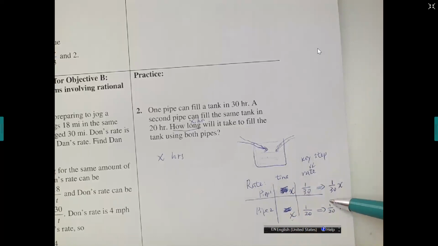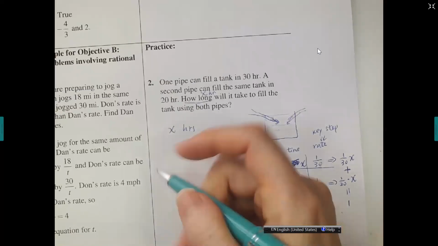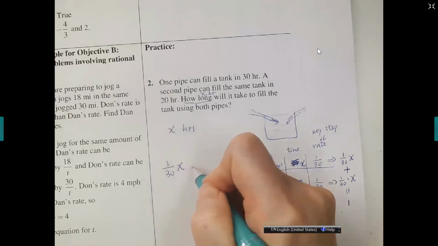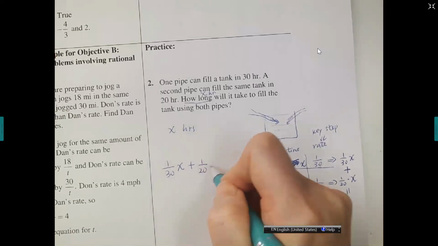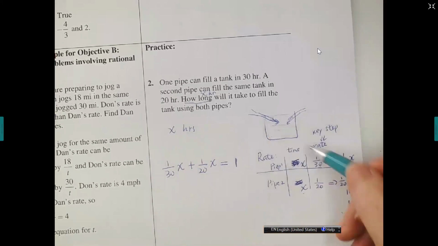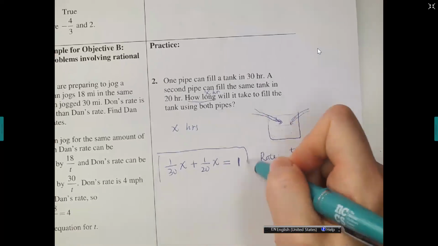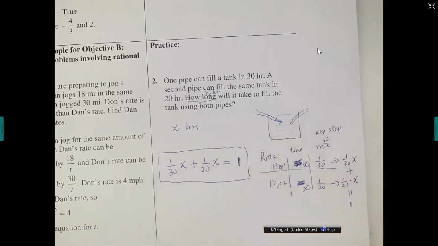What happens? The tank is full, and it means the sum of those two turns into a full tank. We make a full tank is 1. That's why we have 1 tank over 30. Rewrite this one, we get 1/30 times X plus 1/20 times X equals what? Equals 1. 1 means 1 full tank. The complete job is done. That is the equation we are going to use.